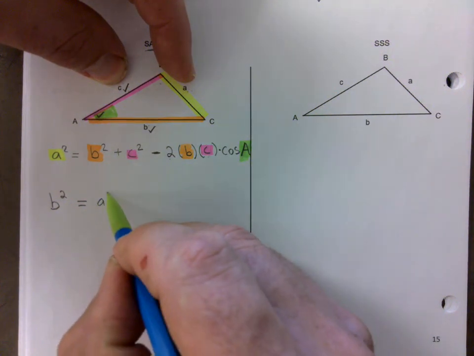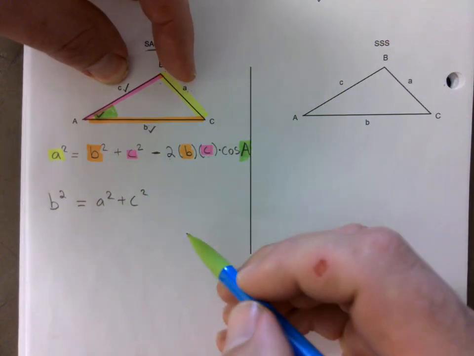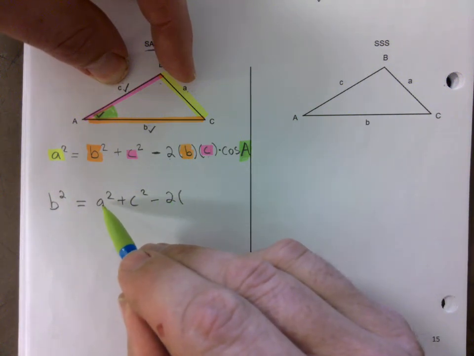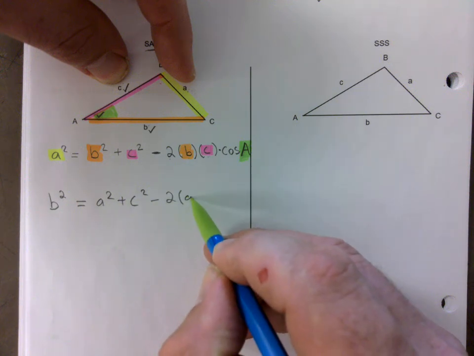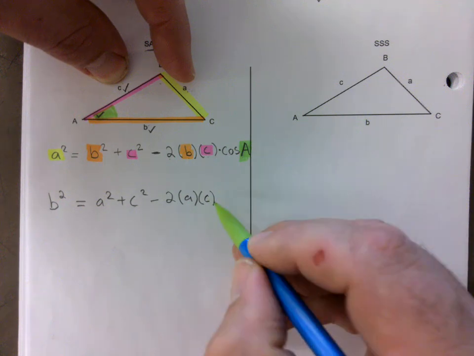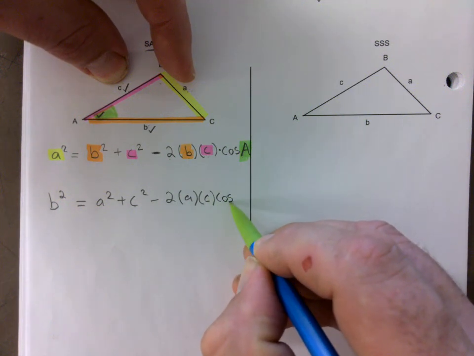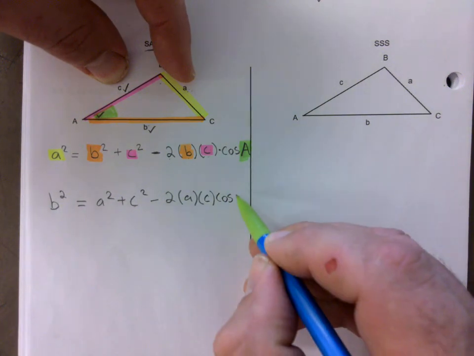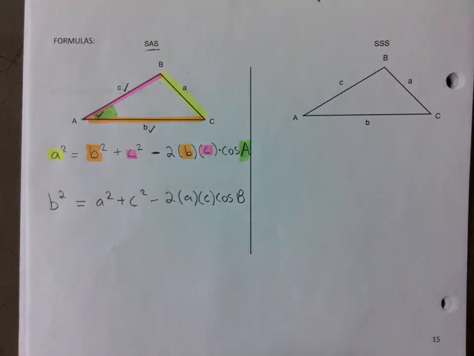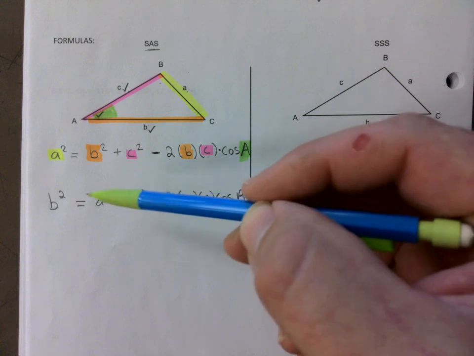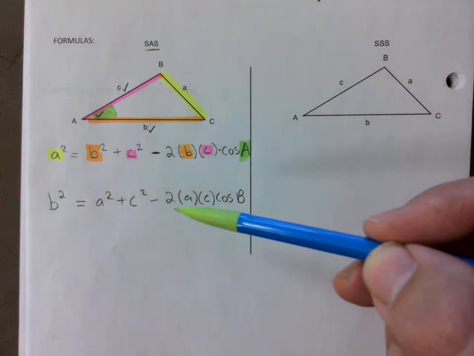So it would be a squared plus c squared minus 2 times a. Usually that's the pattern I follow. 2 times a times c. Okay. Followed by cosine of angle b, right? Because it's side b that you're solving for. So that's the variation for a triangle where you know these two sides and the angle between. You want to find that side. This is what you would follow. Just look at the pattern.